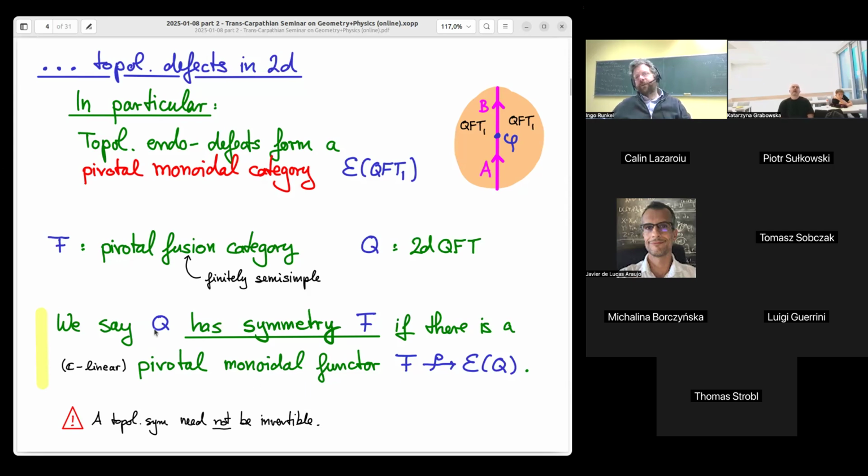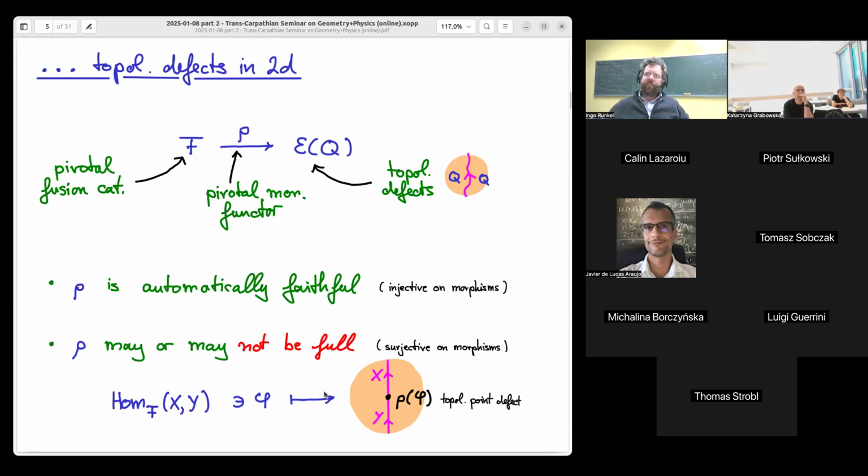Okay, so I say my quantum field theory has symmetry given by such a fusion category if I can realize the fusion category in terms of topological line defects. So the fusion of topological line defects corresponds then to the tensor product in here, and so on. Okay. So again, that's the data, fusion category. Pivotal was referring to the duals functor, which respects all the structure in my topological defects.